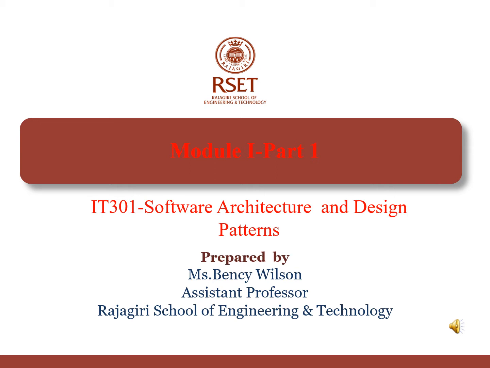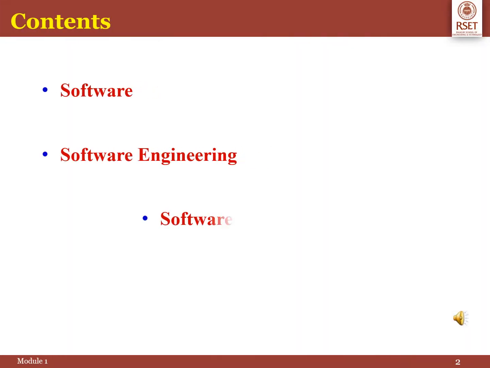In this lecture, we are going to discuss some of the topics in Module 1 from the subject Software Architecture and Design Pattern IT301 for Semester 5. The main contents that we are going to discuss in this lecture are software, what is software engineering, and what are the different features and criteria of a software process.